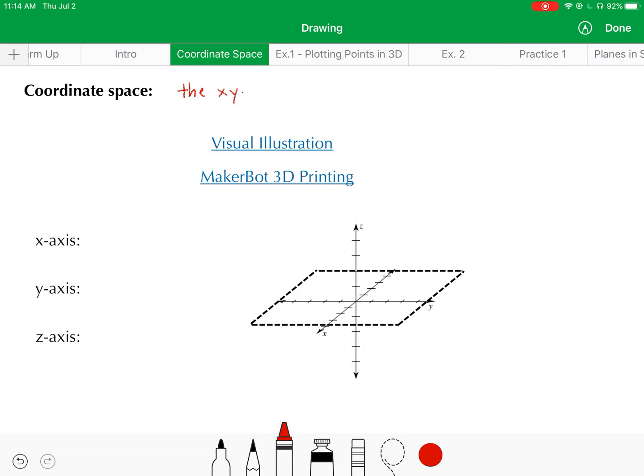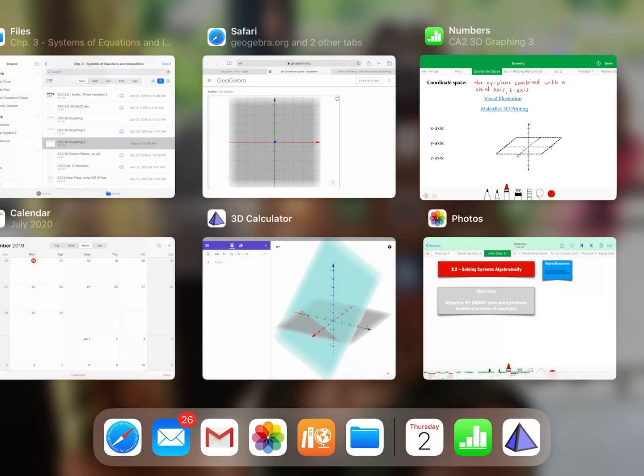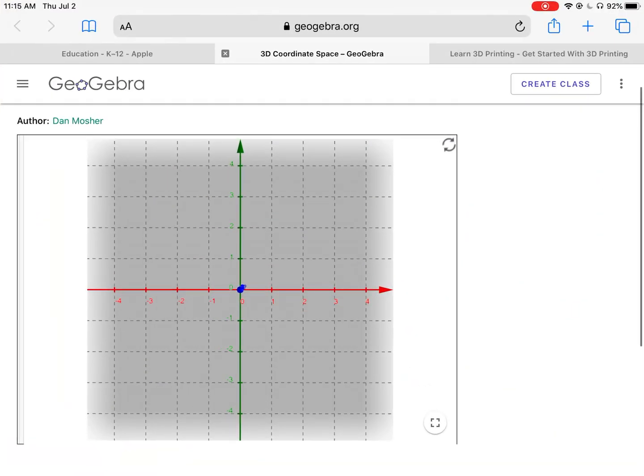XY plane, the coordinate plane, combined with a third axis, which is known as the Z-axis. Let me give you a nice visual illustration here.